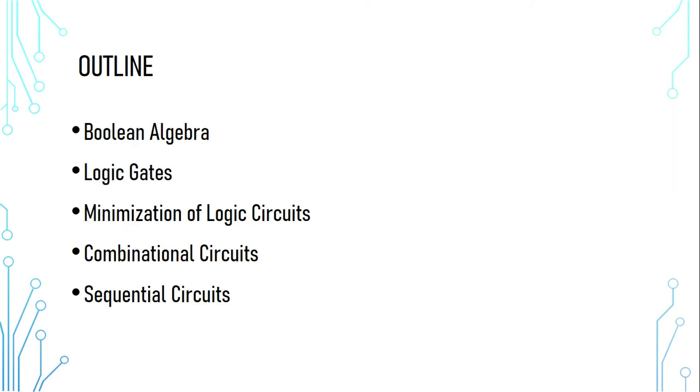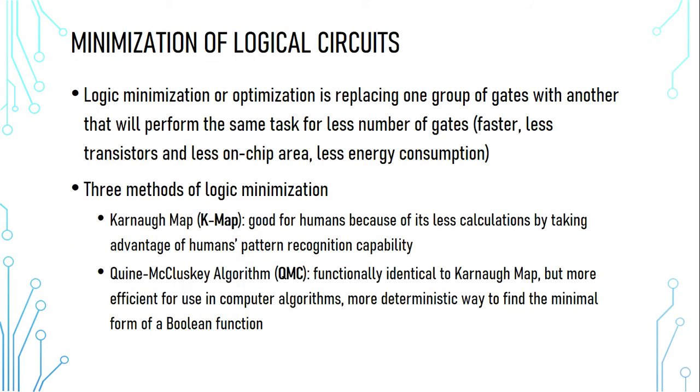Minimization of logic circuits. It is replacing one group of gates with another that will perform the same task with fewer gates, and the goals and benefits can be listed as being faster, consuming less energy, using fewer transistors, and less area. And there are many mechanisms for minimization of logic circuits.